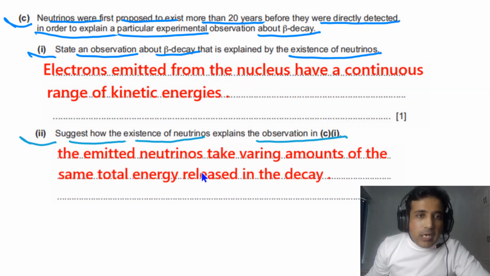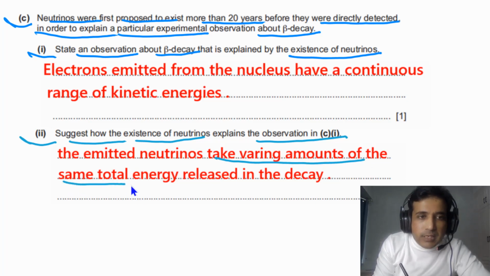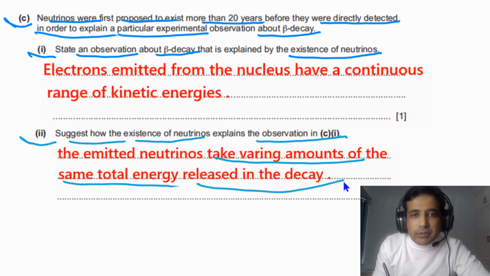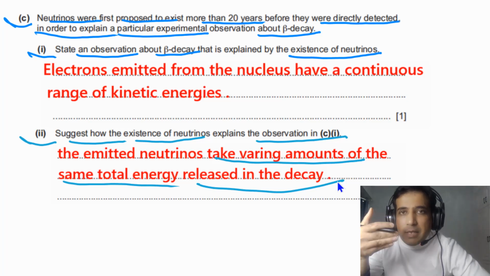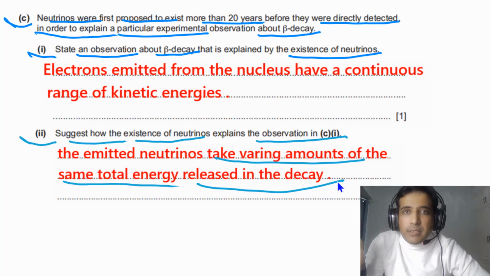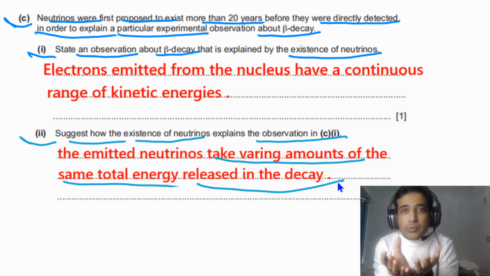This is how you can write down your final answer. Simply you can say the emitted neutrinos take varying amounts of the same total energy released in the decay, or simply that emitted neutrinos also have a range of kinetic energies. So it means the beta particle and neutrino share kinetic energy. This is how neutrinos were discovered before any experiment; they were discovered theoretically by observations.